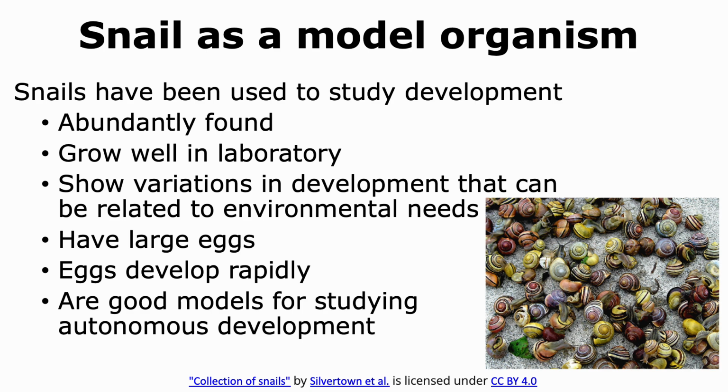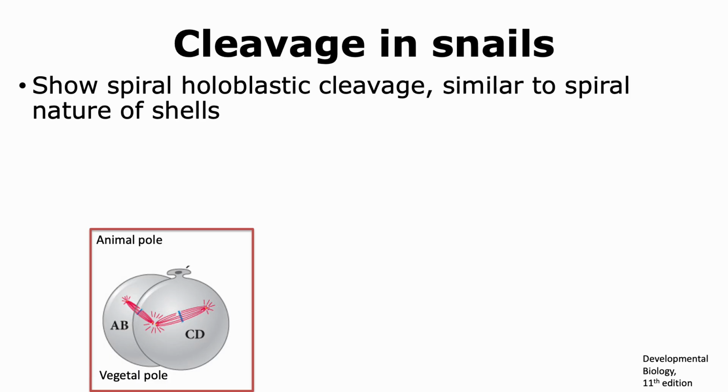Now, all the examples that have been listed here can also be applied to other organisms that have been used to study development. Now let us observe what happens during the cleavage process in snails. This occurs after fertilization, and snails show a spiral holoblastic cleavage. An easy way to remember that snails undergo spiral cleavage is to remember how their shells look. Their shells look like spirals, and thus it's easy to remember that the cleavage in snails is spiral holoblastic cleavage.